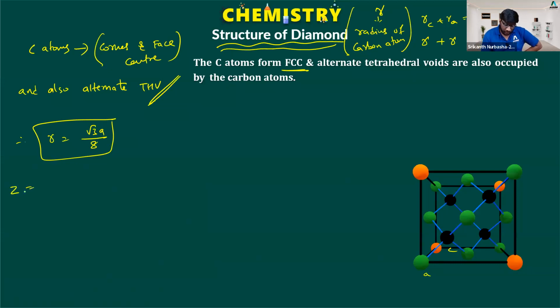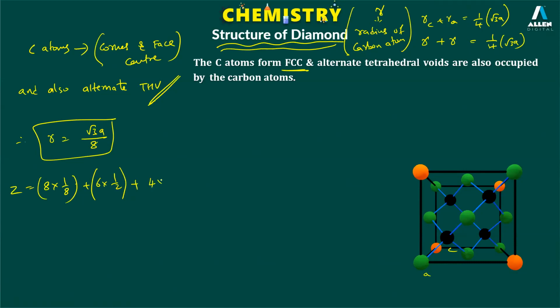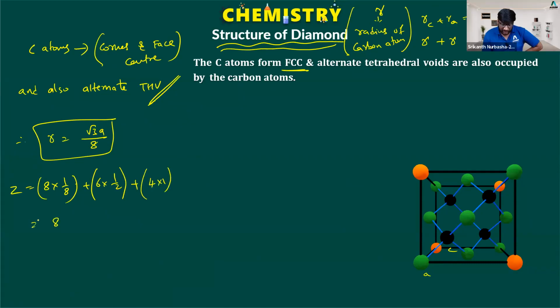Z is equal to 8. Atoms are present at corners first, so 8 into 1/8. They are present at face centers, 6 into 1/2. They are also present at alternate tetrahedral voids. Tetrahedral voids are how many? 8. Alternate means 4 into 1. That is 8. So Z is equal to 8. Very good. So what is your respective packing fraction?